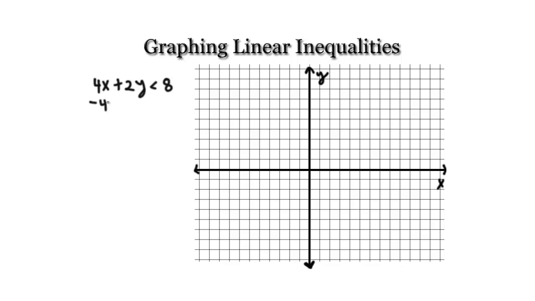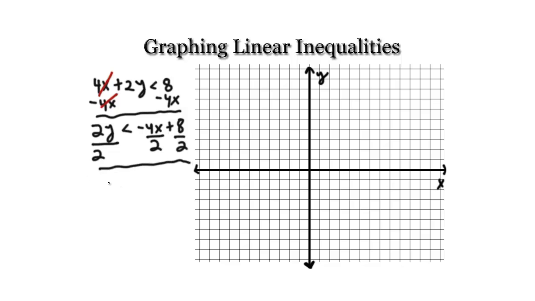We're going to subtract 4x, and then we're left with 2y less than negative 4x plus 8, because the 4x and the negative 4x go to 0, and we combine the right hand side. Now there's only one step left, which is to divide by 2. So now we're left with y is less than negative 2x plus 4.